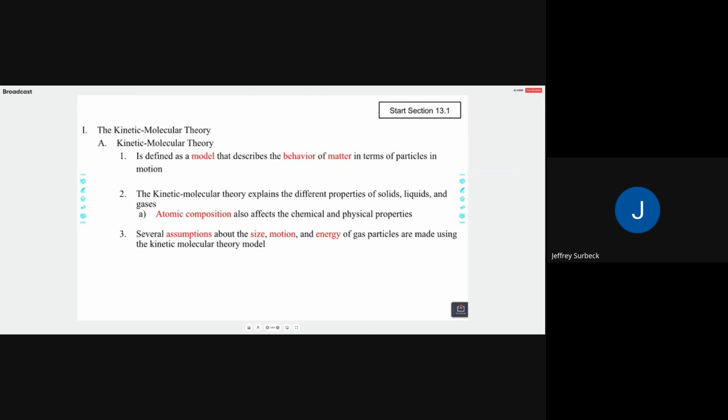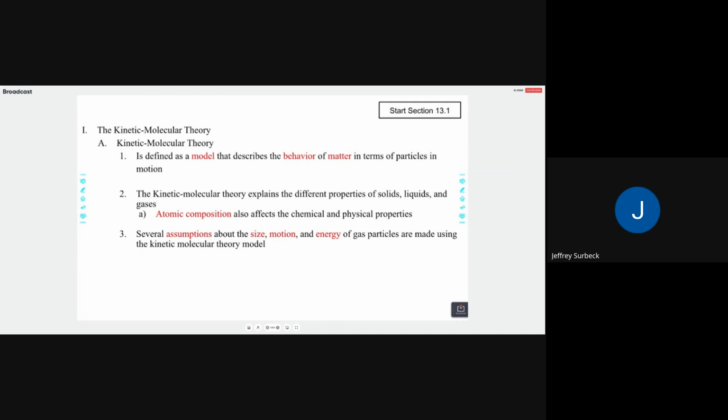This was a theory initially used to explain how gases behave. Then they said we could probably apply that same exact information to solids and liquids. So it becomes: how do atoms, molecules, and compounds behave when they're in each state of matter? Because they do behave differently.